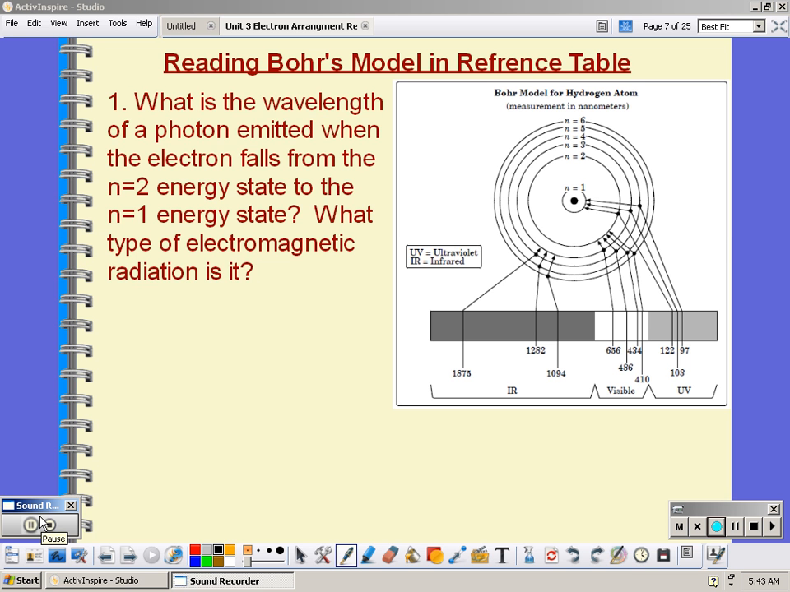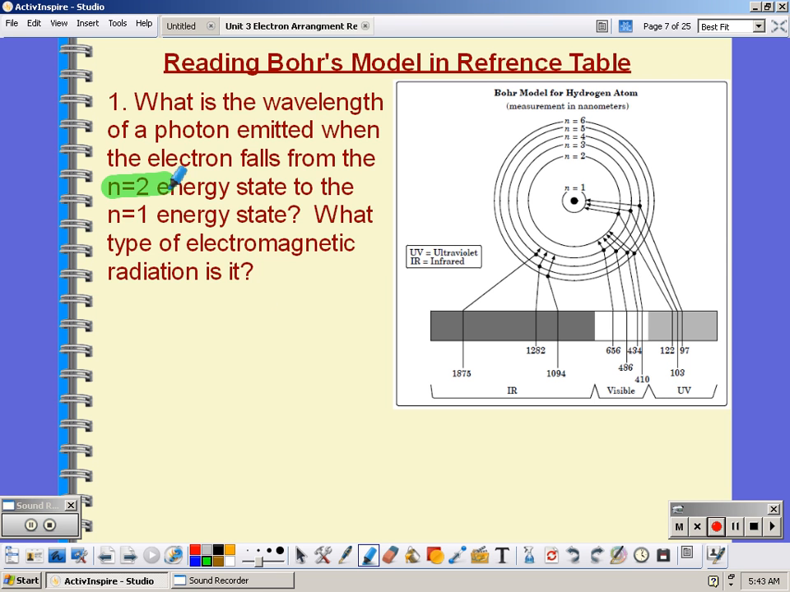Reading Bohr's model from the reference table. So you have this model on the back of your reference table, and it explains what wavelengths are given off for different electron transitions in the hydrogen atom.